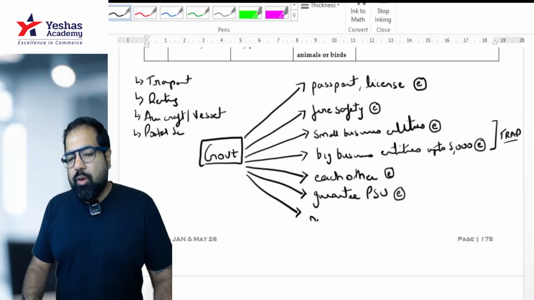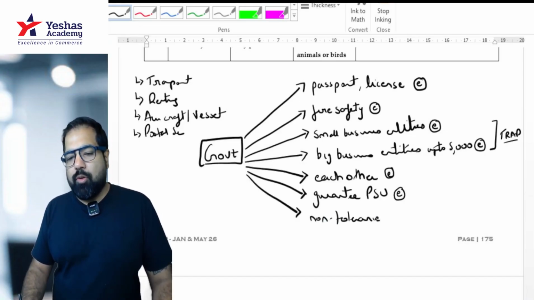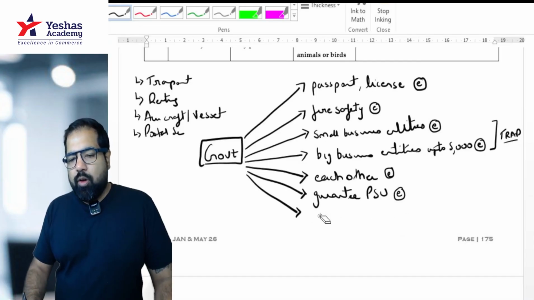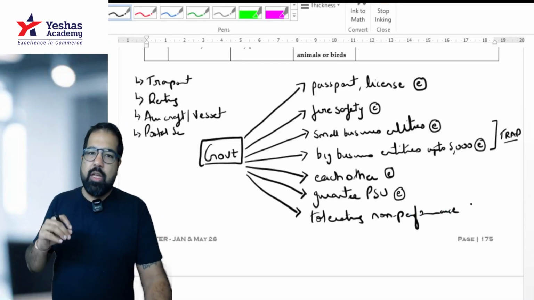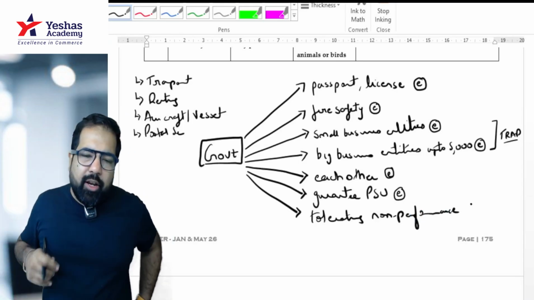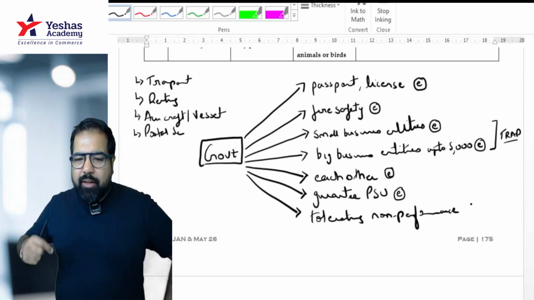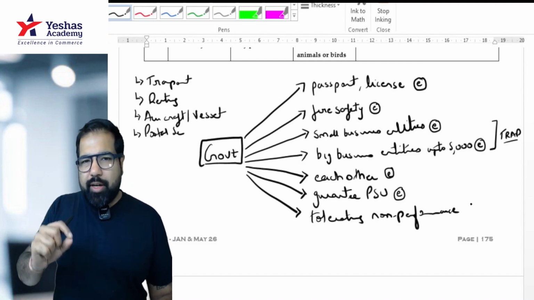Next, there is something called tolerating non-performance. First, I'll explain what tolerating non-performance is and then I'll tell you the exemption. Guys, you were supposed to supply some steel to a government body, let's say the Indian Railways, but you got delayed, and because of that, they had a condition that if you delay the supply of steel to Indian Railways, they will charge you for tolerating non-performance.